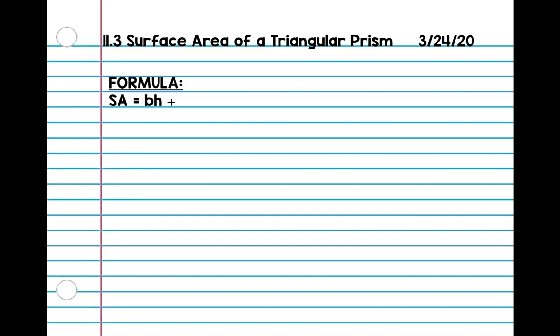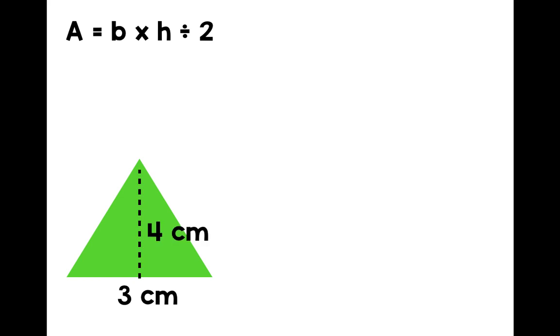The formula for finding the surface area is base times height. If you notice, I don't have base times height divided by 2, then times 2. And I'm going to show you why. If you look at our area formula, we have base times height divided by 2. All right, so let's look at what we have. We have 3 and a height of 4. Okay, so let's go and try and solve that. We have 3 times 4, which is 12. 12 divided by 2 equals 6 square centimeters.